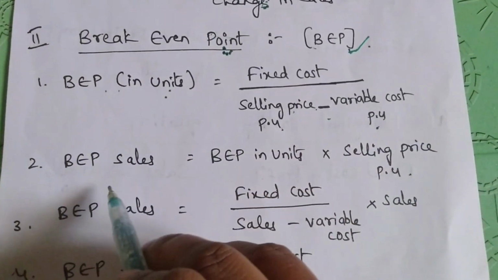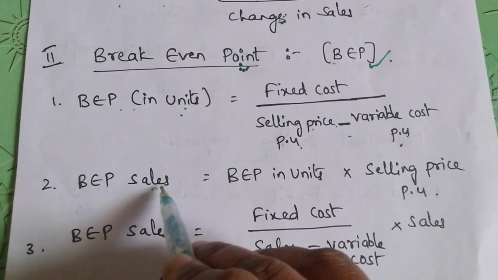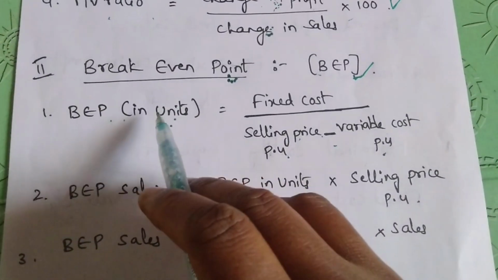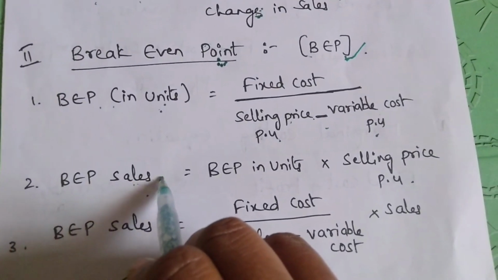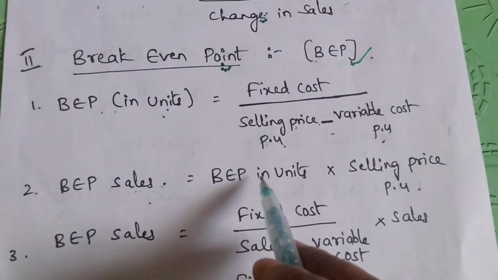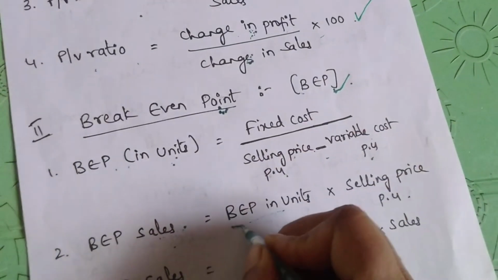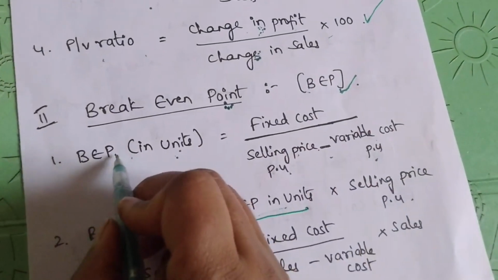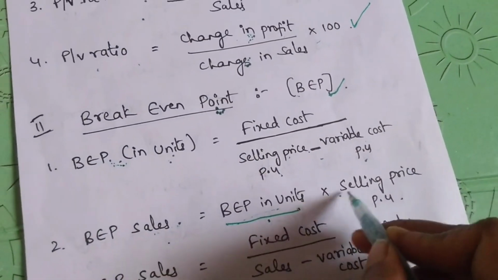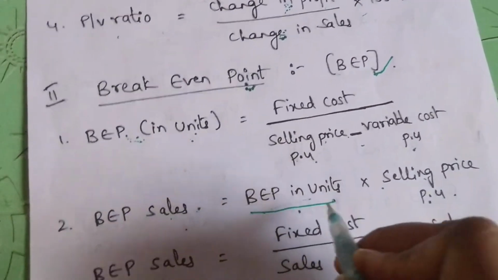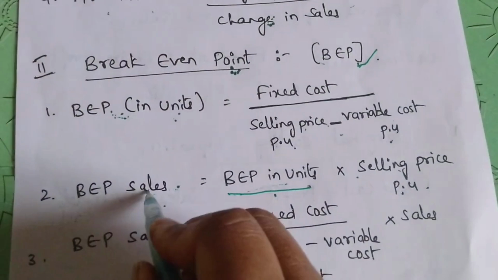And come to the second one, that is BEP sales. BEP, break even point, we are finding out in value, sales value. Here it is in units we are finding out. Here we are finding out in sales, nothing but in value. So the formula is BEP in units. Whatever answer we get for BEP units should be multiplied by the selling price per unit. If you multiply BEP units into selling price per unit, we will get BEP sales.